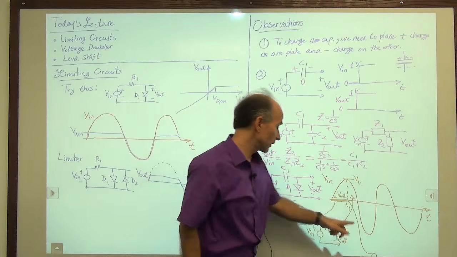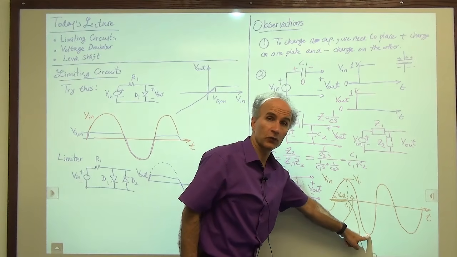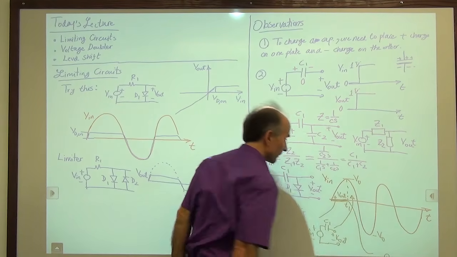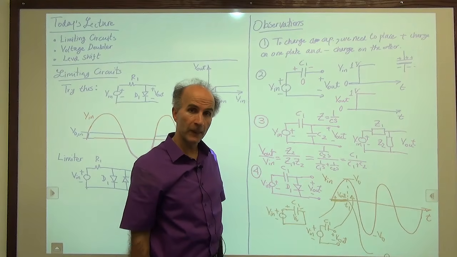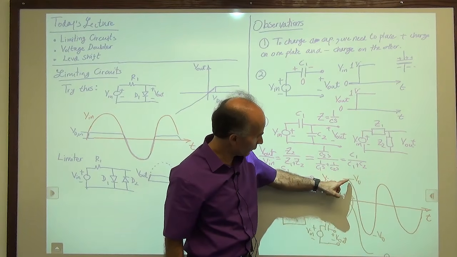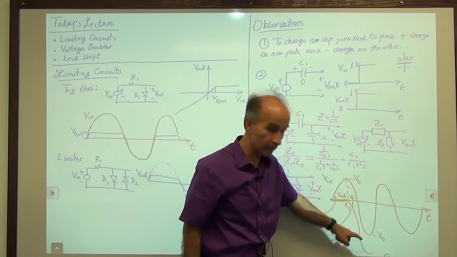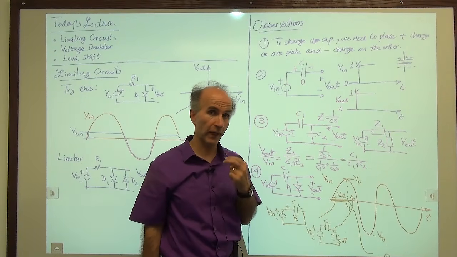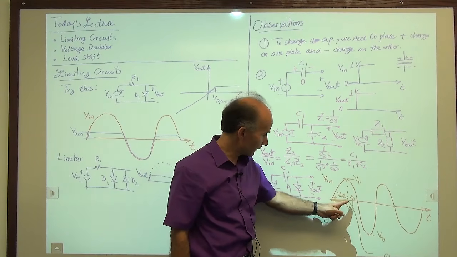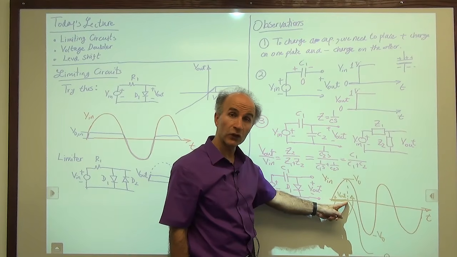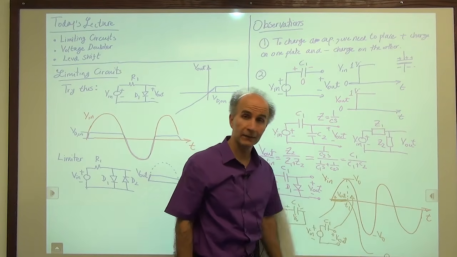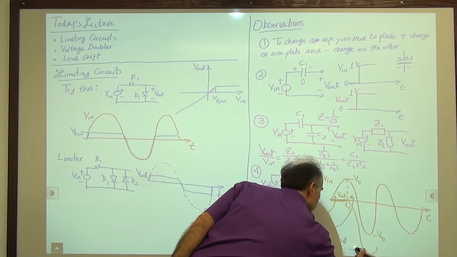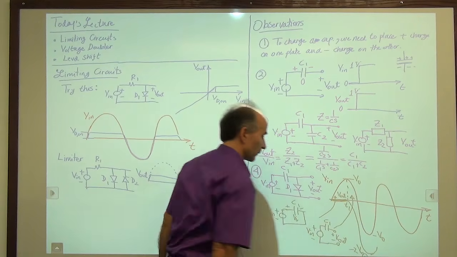So when the input has reached all the way down to minus V0, how much is the output? Well, that's easy. The input changed from plus V0 to minus V0, so the input went down by 2 V0. The output must also go down by 2 V0. Because the output started at 0, if it goes down by 2 V0, it will end up at minus 2 V0. So here we have minus 2 V0. That's for the output.